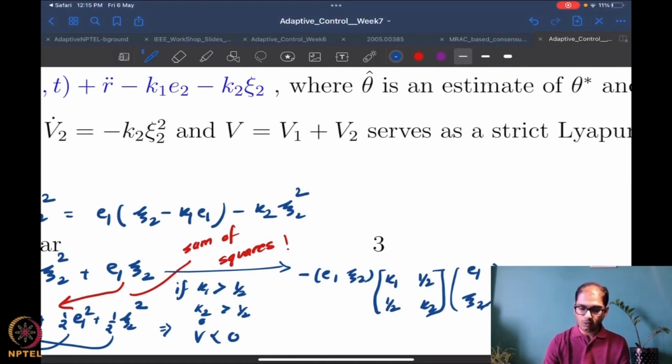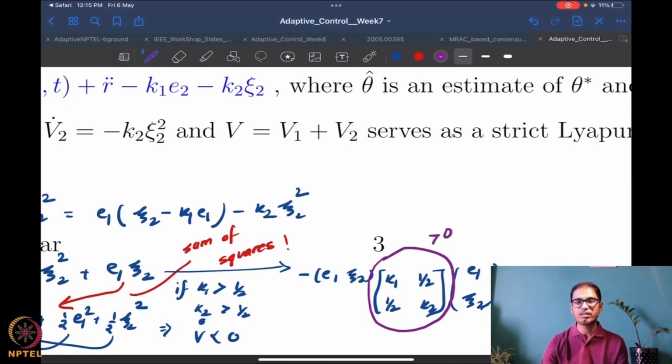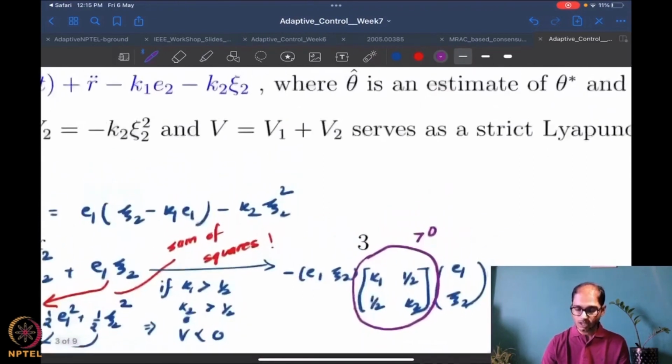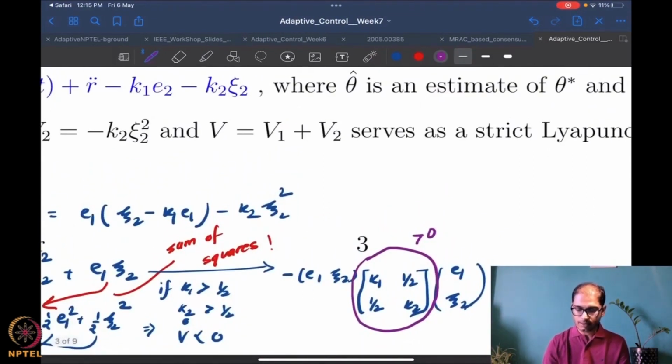All right. So what you want in reality is that this matrix in between be positive definite. You have to choose the gains K1, K2 so that this matrix is positive definite. And in fact, the conditions for that are pretty straightforward. I hope all of you know this. This just requires that the principal minors are positive. So K1 has to be positive and K1 K2 minus 1/4 has to be positive.